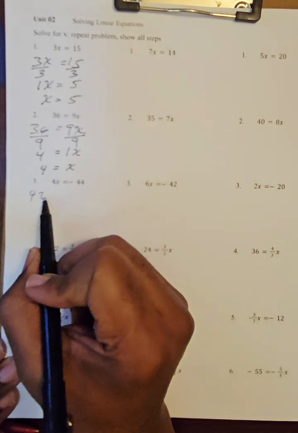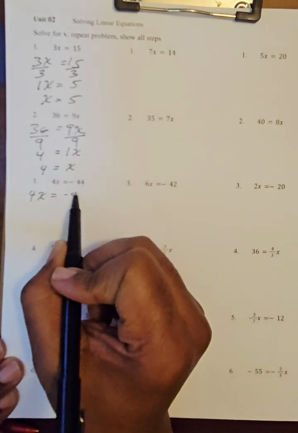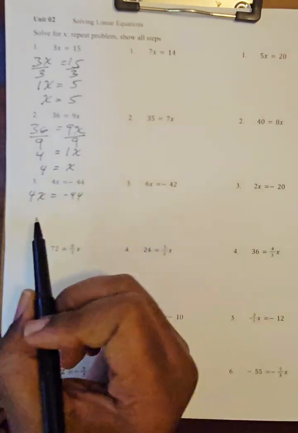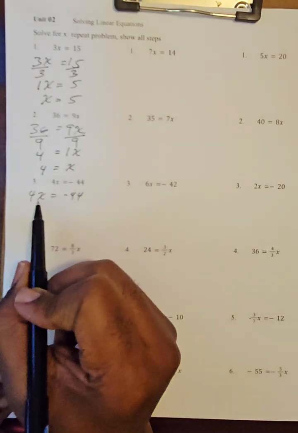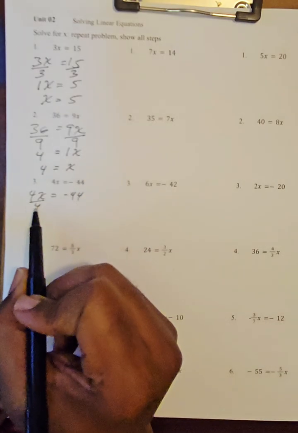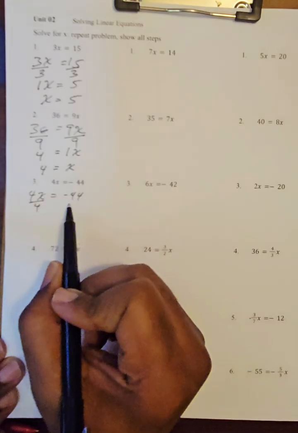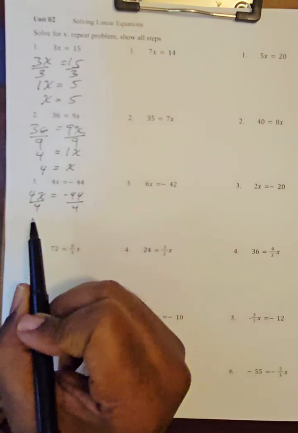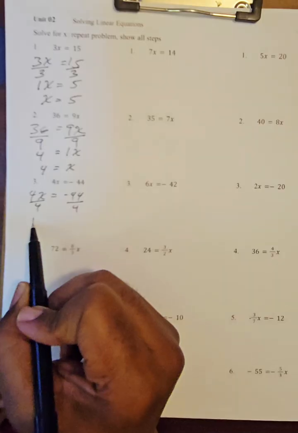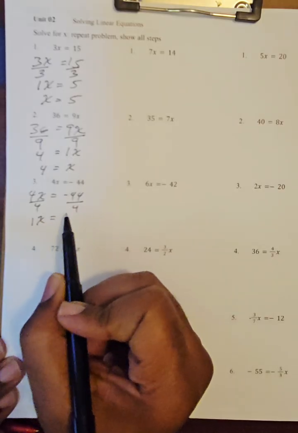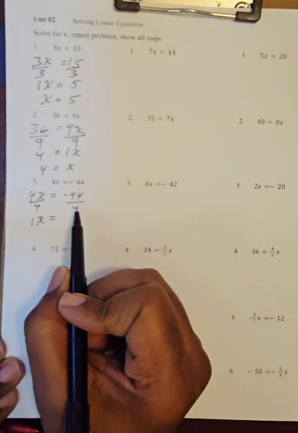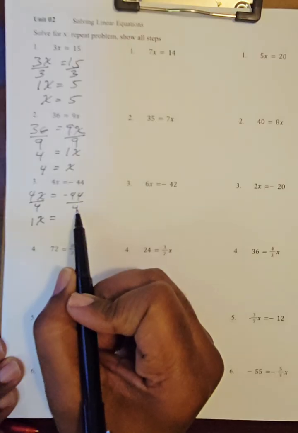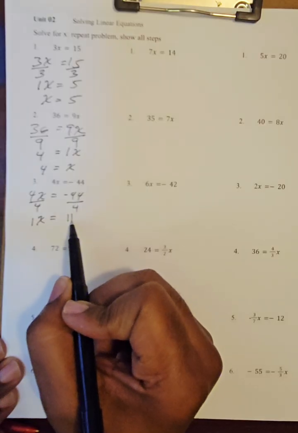Here, 4 times what number gives us negative 44? From here, we're going to divide both sides by 4 in order to get a 1x, and divide by 4 here. 4 divided by 4 gives us 1 with the x, and negative 44 divides evenly by 4, or should I say 44 divides evenly by 4, 11 times.